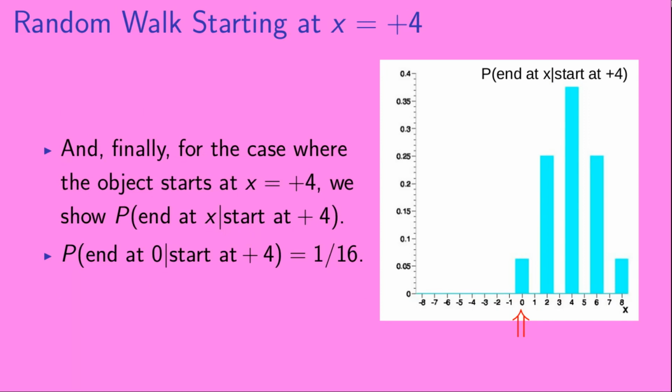And finally, for the case where the object starts at x equals plus 4, we show a plot of the probability for the object to end at x, given that it started at plus 4. We can read off the plot that the probability for the object to end at 0, given that it started at plus 4, is equal to 1/16.